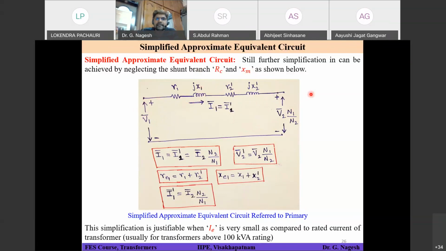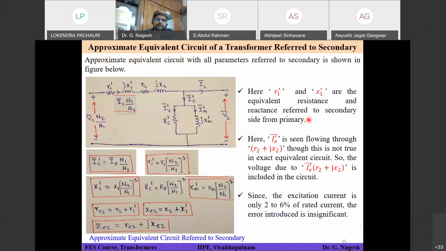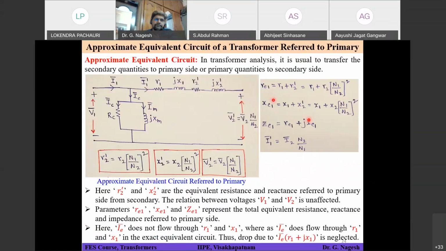This is called the simplified approximate equivalent circuit, and they will use it only when the transformer rating is more than 100 kVA. So that's all regarding the equivalent circuit. Generally in our study we will use the approximate equivalent circuit. When you see problems related to calculation of efficiency or whatever it may be, we'll mostly use the approximate equivalent circuit shown here. Refer to primary or refer to secondary based on the requirement.